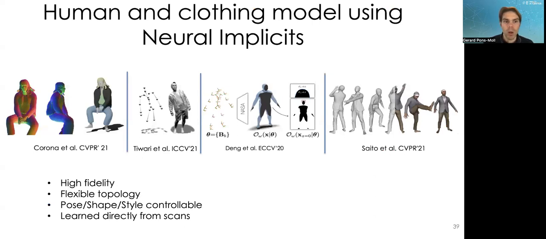Okay, so basically neural implicit models for people in clothing and for articulation are high fidelity and flexible in topology, and they allow some degree of control, although this is more difficult. And very importantly, they can be learned directly from scans without registration. This means that the output also does not produce meshes that are registered. However, it's sometimes convenient to not worry about registering the data beforehand.